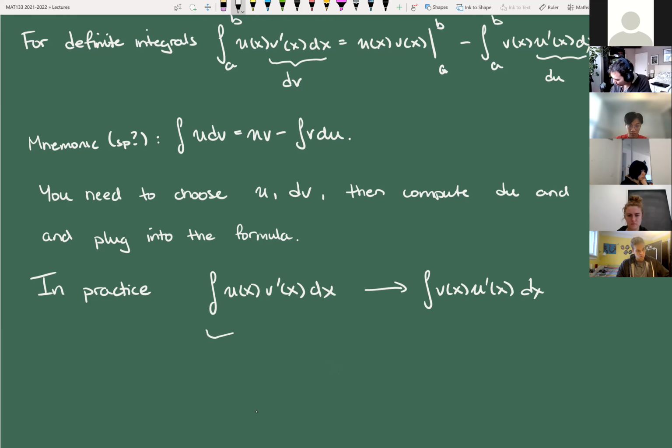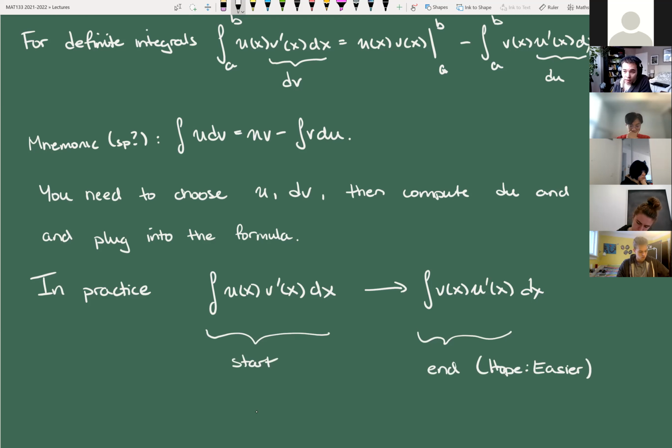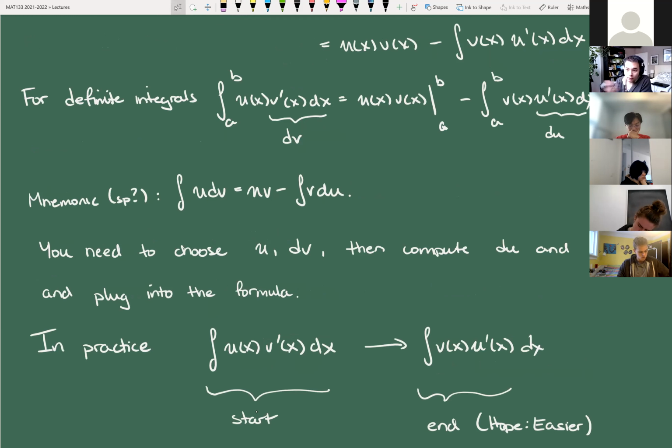So you start here, and this is where you end. And the hope is that this integral is easier. Because this formula, which you can still see at the top of the page, has an integral on both the left and the right-hand side. The left-hand side is where you start. The right-hand side is where you end. So you'd better end off somewhere that's easier than what you started with. That's your goal.